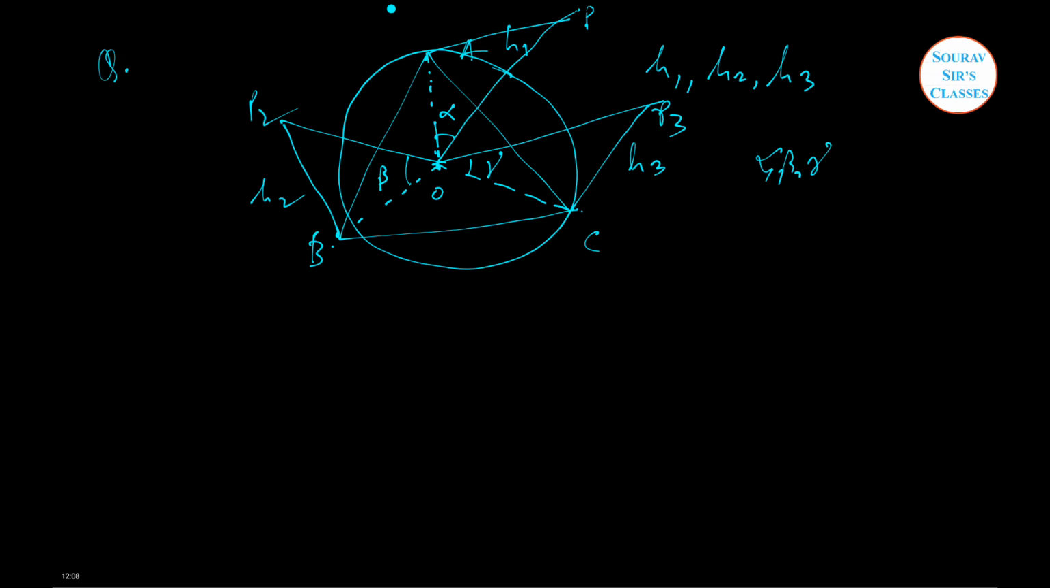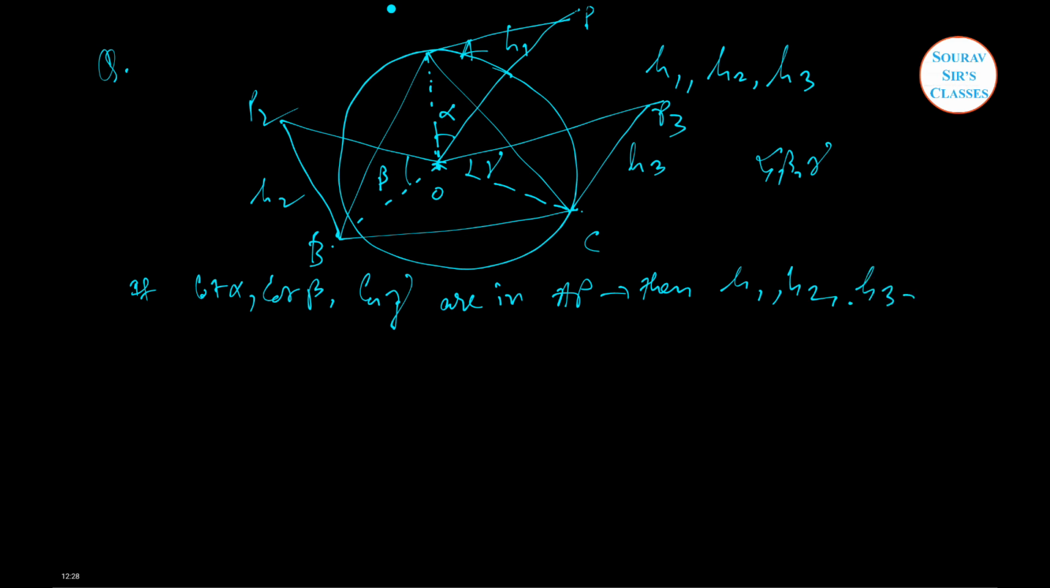Now our target is to find out what. They have said that if cot alpha, cot beta and cot gamma are in AP, then H1, H2, H3 will be in what? In all perspective, it's a really complicated question. Here the circumradius of the circle is this. So in triangle OAP1, we will start.